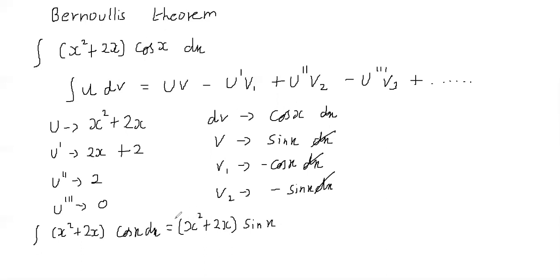Always, what you do, write each part in a complete bracket. So what is the next term? Next term is minus u dash v1. This is u dash and this is v1. What is u dash? U dash is 2x plus 2 and v1 is minus cos x. This is the second term. What about the third term? That is plus u double dash v2. What is u double dash? It is 2. What is v2? That is minus sin x.